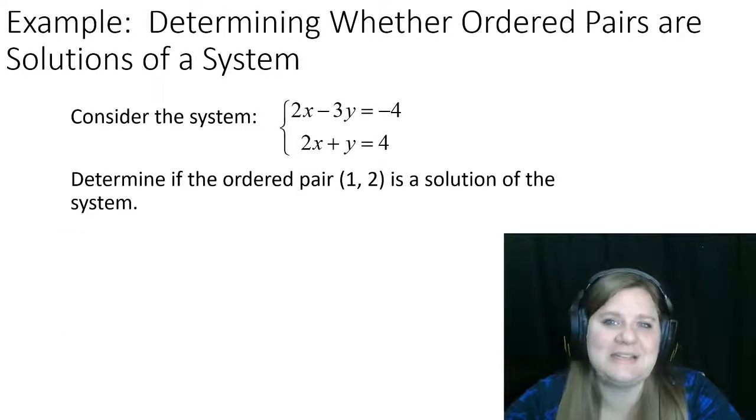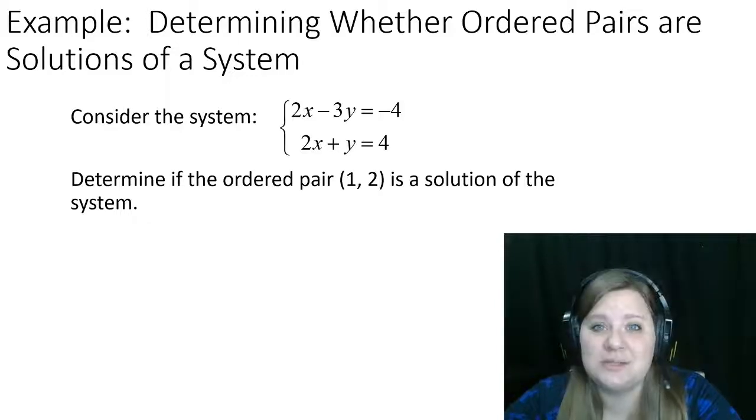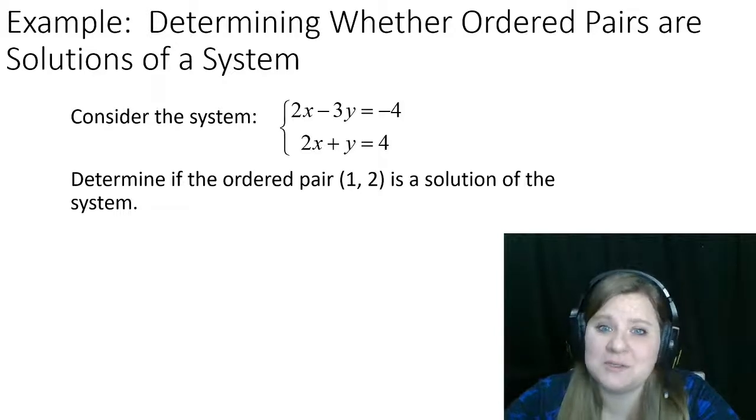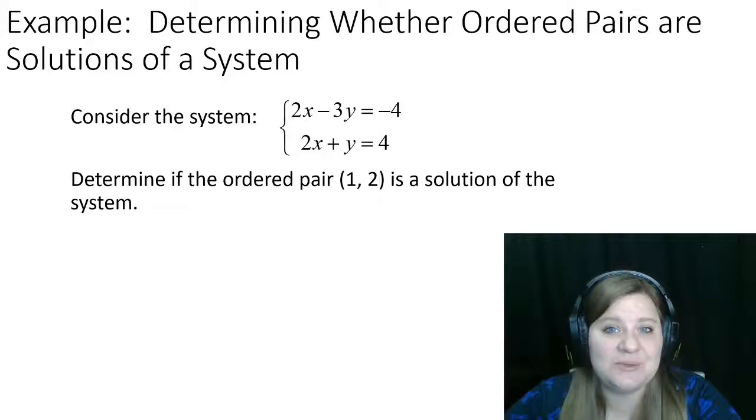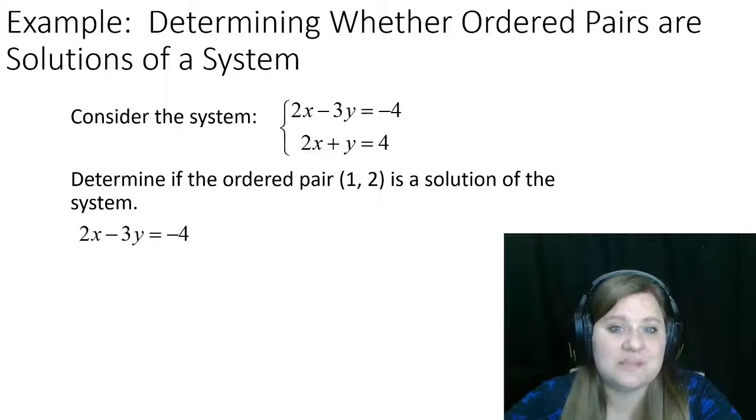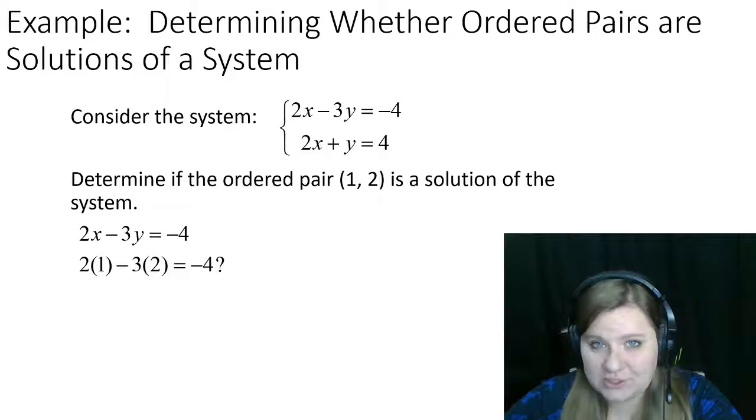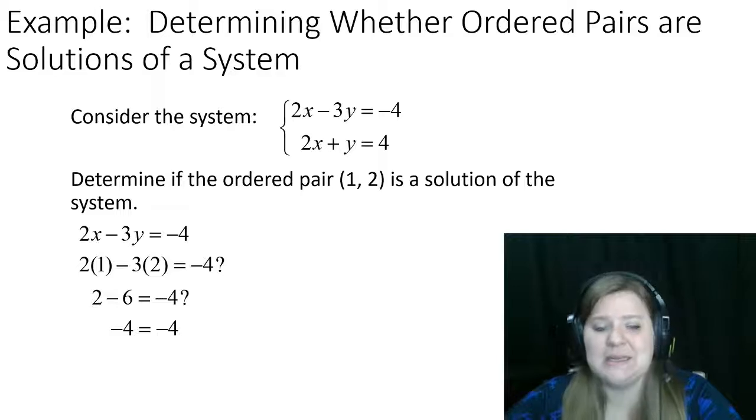All right, now let's take a look at an example. I want to decide if (1, 2) is a solution to the system 2x minus 3y equals negative 4 and 2x plus y equals 4. So what I'm going to do is plug (1, 2) into each equation and see if it is true. So I plug in 1 for x and 2 for y into the first equation. I get 2 times 1 minus 3 times 2 equals negative 4, question mark, because I don't know yet. That gives me 2 minus 6, which is negative 4.